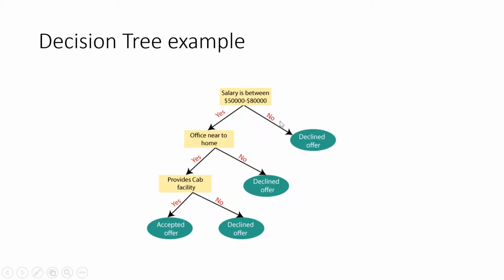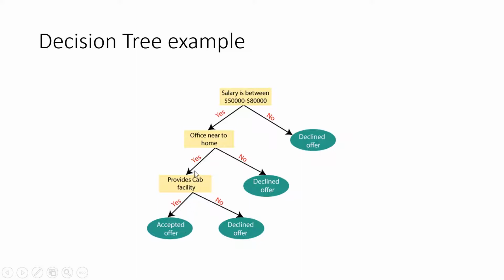Here we are going to decide whether to accept a job offer or not. We will have multiple parameters to decide. The first one may be that the salary is within a certain range. If so, then we'll consider other factors. Otherwise, we'll straightforwardly decline that offer. The second parameter is whether the office is near to home, so the distance. If it is far, then we decline. Otherwise, we check whether they provide a cab facility. If yes, then accept the offer.